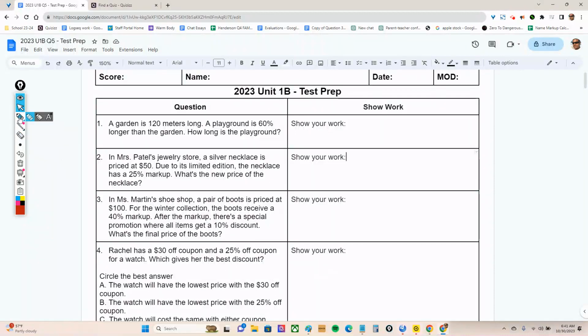Yo, welcome back. Today we are wrapping up Unit 1. It means we're at first base. Home run is fourth quarter, 4B. So we are in a good position right now.